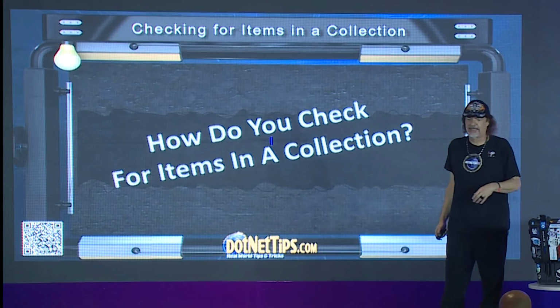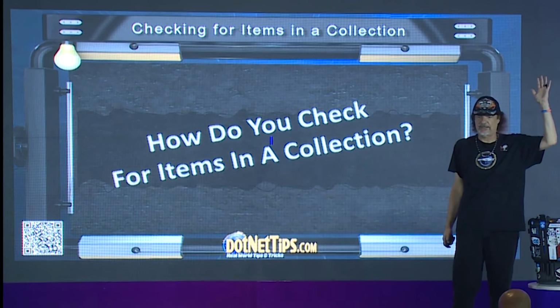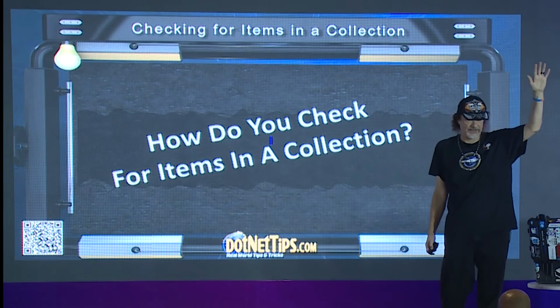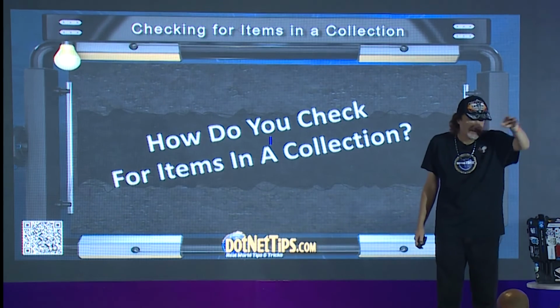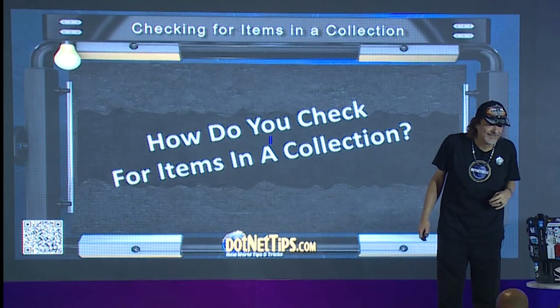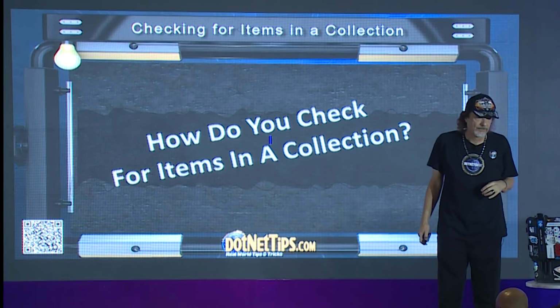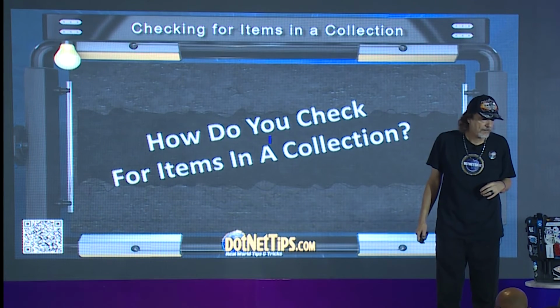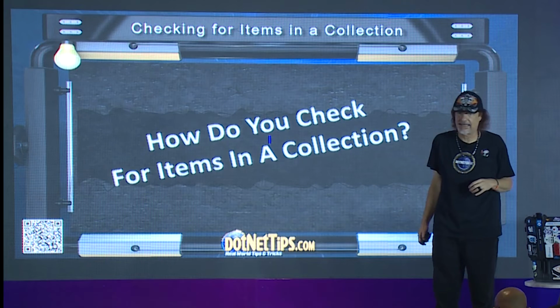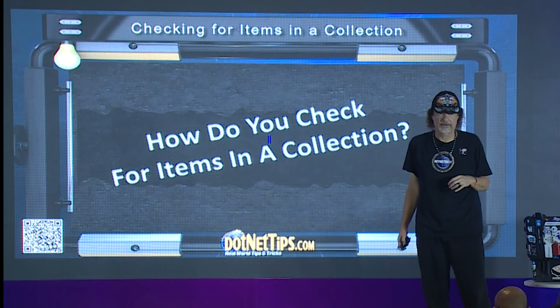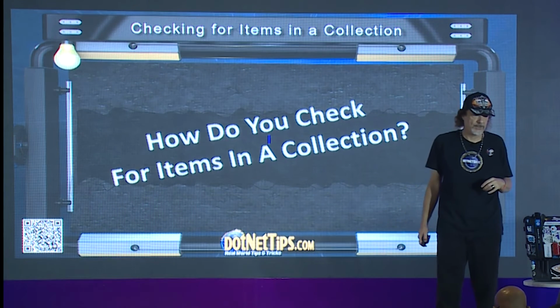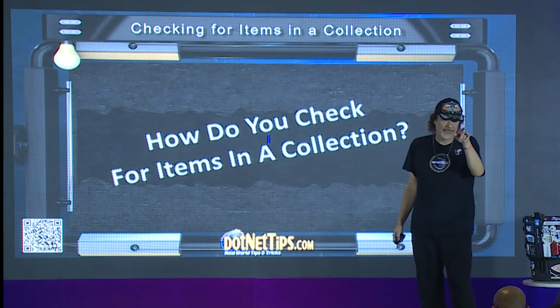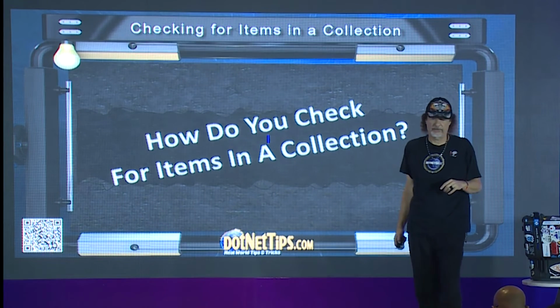Checking for items in a collection. How do you check for items in a collection? Who can say? Loud, loud. Foreach loop? Count, dot Count. Most people use .Count to see if there are items in the collection. Usually you do a question mark dot Count, just in case it might be null.